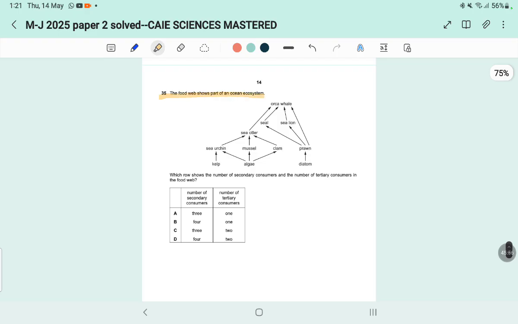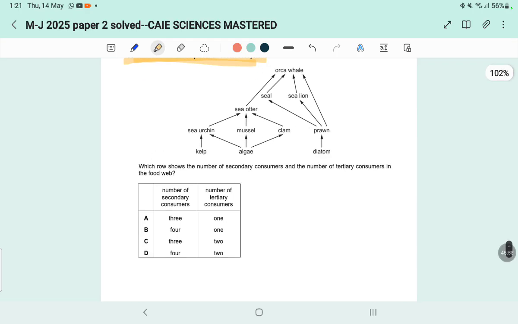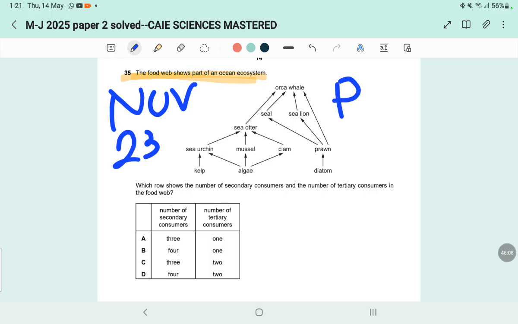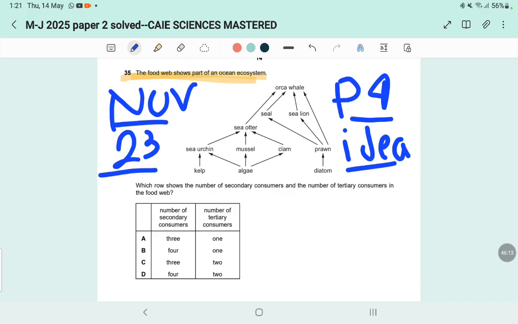Number 35. The food web shows part of an ocean ecosystem, and that idea was repeated in the November 23 paper 4, so you can go and check it. Okay, now let's count them together. In number 35, I'm going to tell you that the answer will be B. Now how? Let us check them.